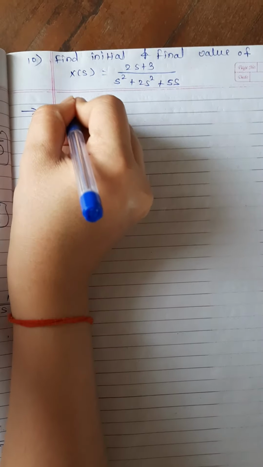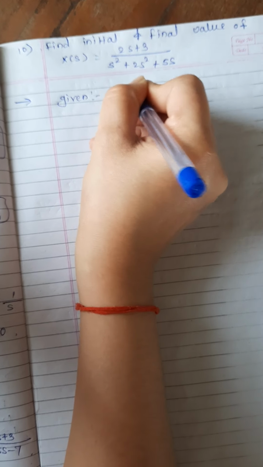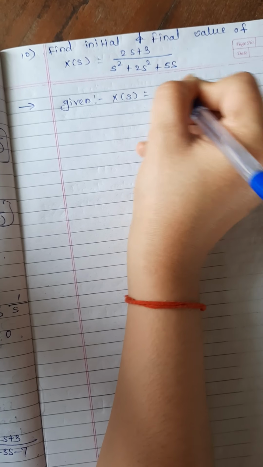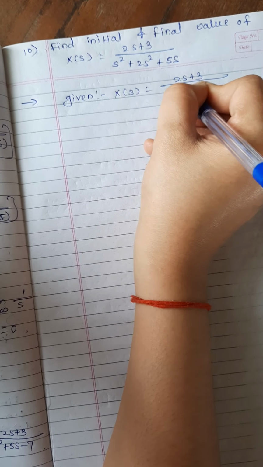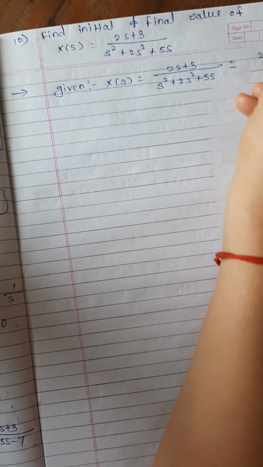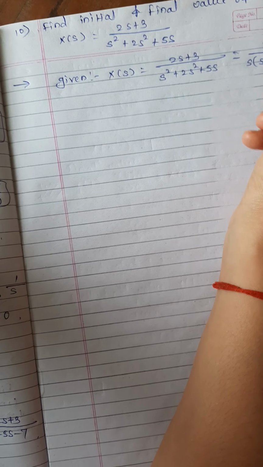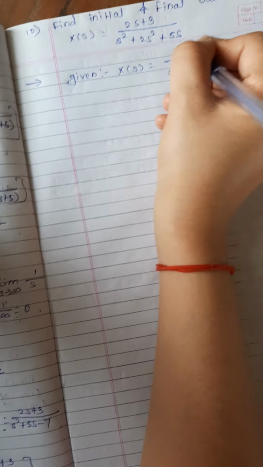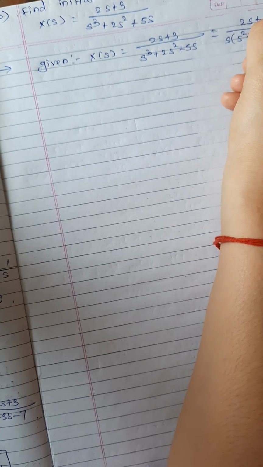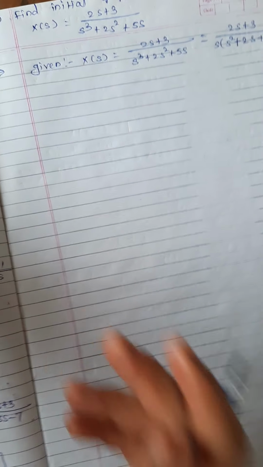So what is given here? Here given is X(s) equal to (2s plus 3) divided by (s square plus 2s square plus 5s). So we can write this as (2s plus 3) divided by s, which is common, s into (s square, sorry, I think it is s cube) s square plus 2s plus 5. So first we calculate the initial value.